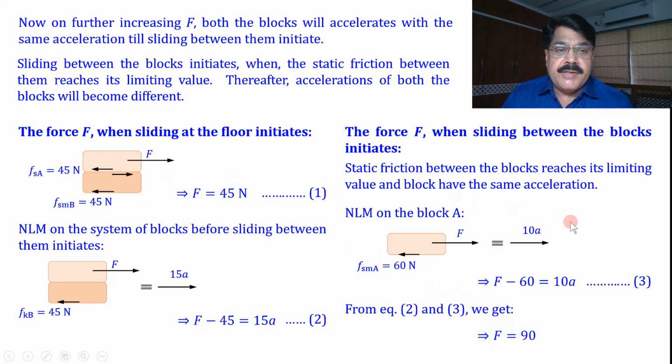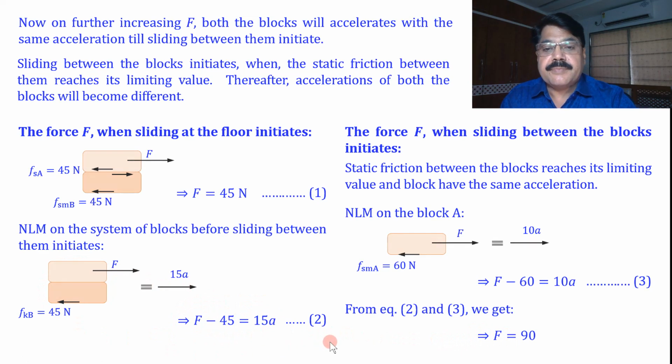So what can we summarize so far? Till F reaches a value of 45 Newton, there is no sliding and both the accelerations will be 0. And when F reaches 90 Newton, sliding between the blocks will initiate. Thereafter, on increasing F, acceleration of both the blocks will be different. But when the force is in between 45 and 90, acceleration of the blocks are the same and they are given by this equation. Now we summarize all these results.